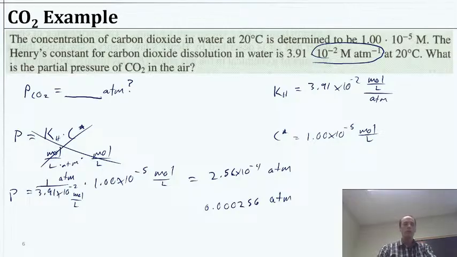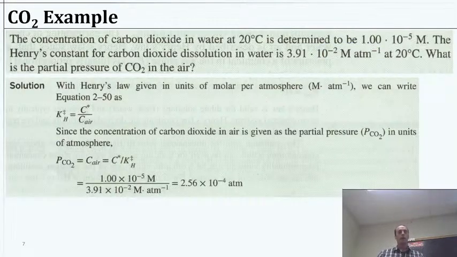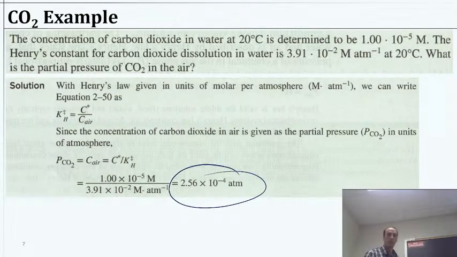Okay, so let's just double check. The book says, I don't even remember which book I took this from. So we have this K, and they did take it as the K that is the C star, the concentration in the water divided by air. So we set it up in that way and divided by that K instead of multiplied by it. Okay, so then we get 2.56 times 10 to the minus 4th atmospheres. Does that make sense?